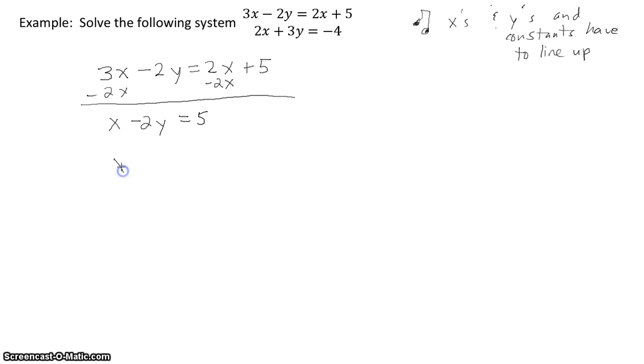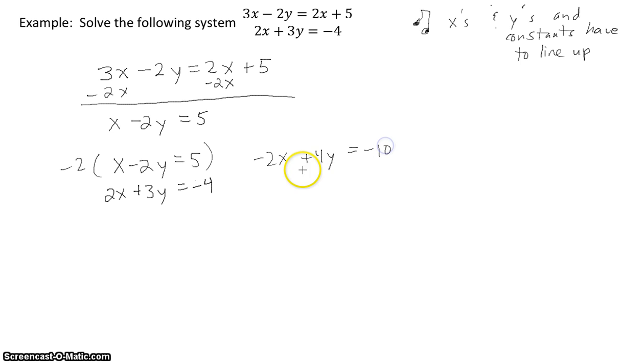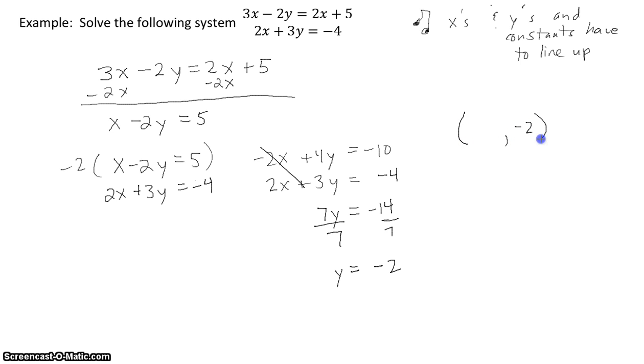So the system that I'm dealing with is x minus 2y equals 5, 2x plus 3y equals negative 4. So here's my system, and I need to solve this. I'm going to multiply this first equation by negative 2. So I'm left with negative 2x plus 4y equals negative 10, and then 2x plus 3y equals negative 4. These eliminate, so I'm left with 7y equals negative 14. I divide by 7 and I'm left with y equals negative 2.